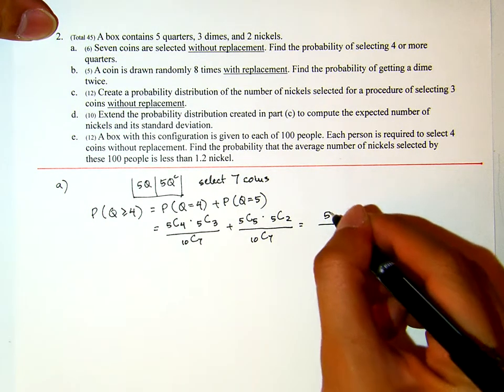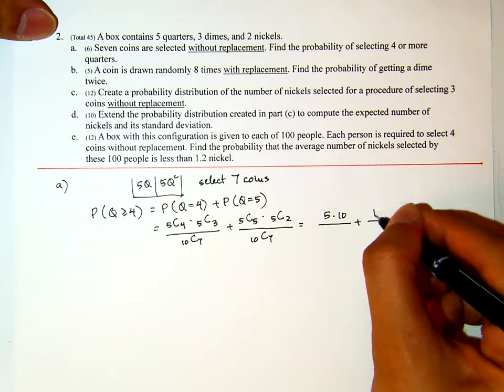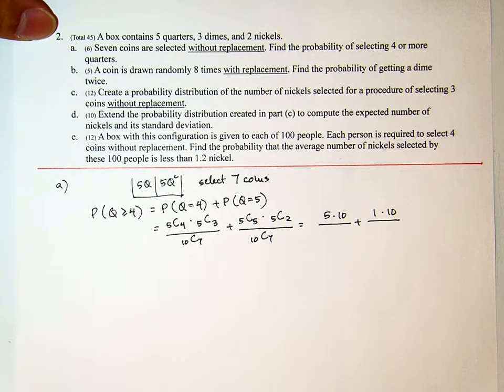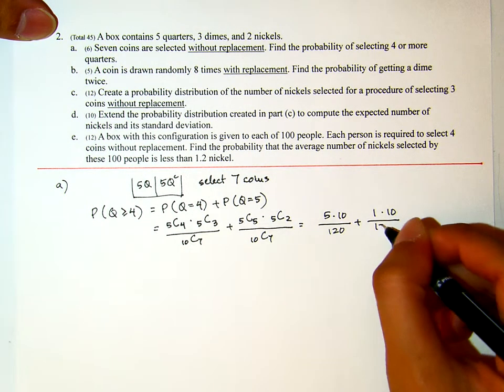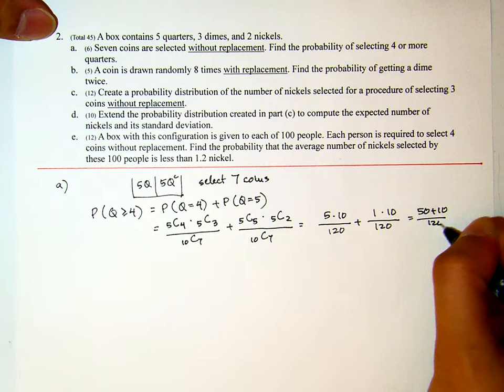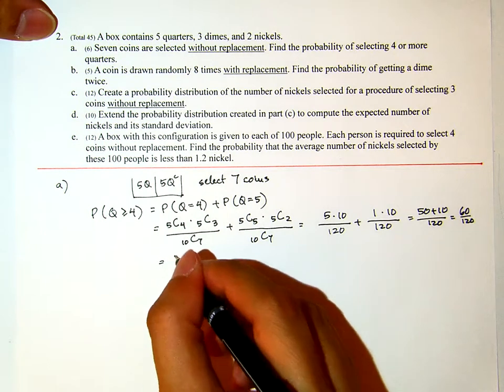Okay, now if we compute, this will be 5 times 10, and then this one will be 1 times 10 as well, and at the bottom 10 choose 7. Where is 10 choose 7? 10 choose 7, it is 120. So it is 50 plus 10 over 120. That's actually 60 over 120, which is equal to 1/2.